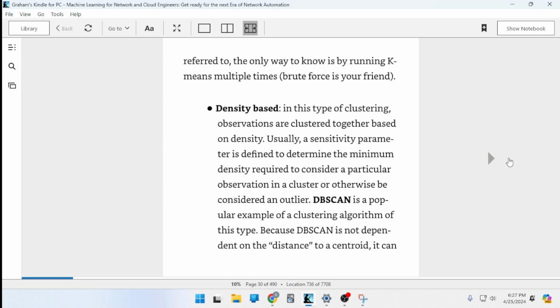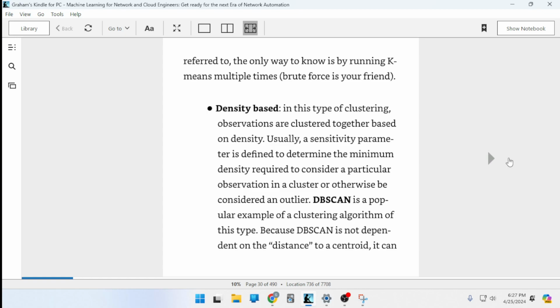Density based. In this type of clustering, observations are clustered together based on density. Usually, a sensitivity parameter is defined to determine the minimum density required to consider a particular observation in a cluster or otherwise be considered an outlier. DBSCAN is a popular example of a clustering algorithm of this type.